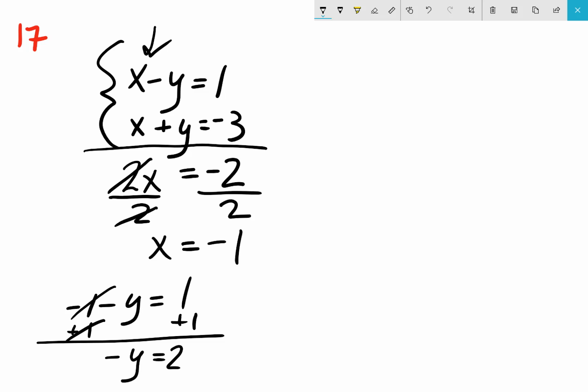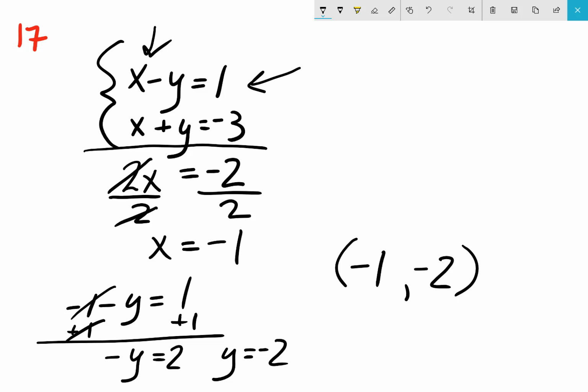Therefore, if -y equals 2, +y equals -2. I'm multiplying both sides of that equation by -1 to get y by itself. Y equals -2. So the answer to that problem is the point, and it has to be in parentheses with a comma, -1 for x and -2 for y. That's it. And you can go back and check that this actually works in the equations.